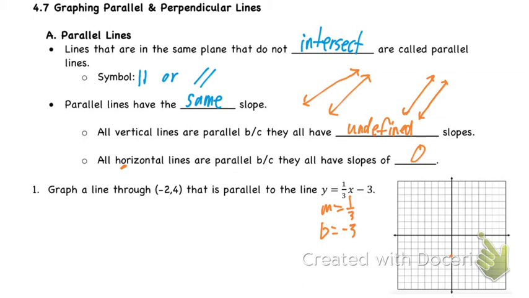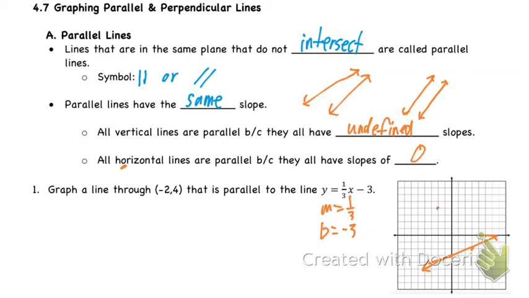If we were to graph this line, it would look like this, right? Up 1 to the right 3, or down 1 to the left 3. And it'd go through here. Now we know we want our new line to be parallel to that, but we want it to go through this point, negative 2, 4. Does this line currently go through negative 2, 4? No. We want it to go through this point, clear up here, and it currently doesn't.